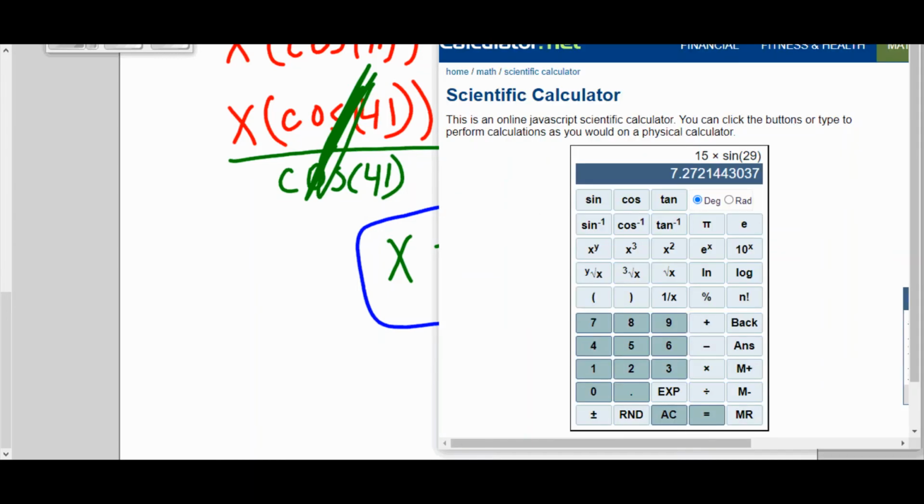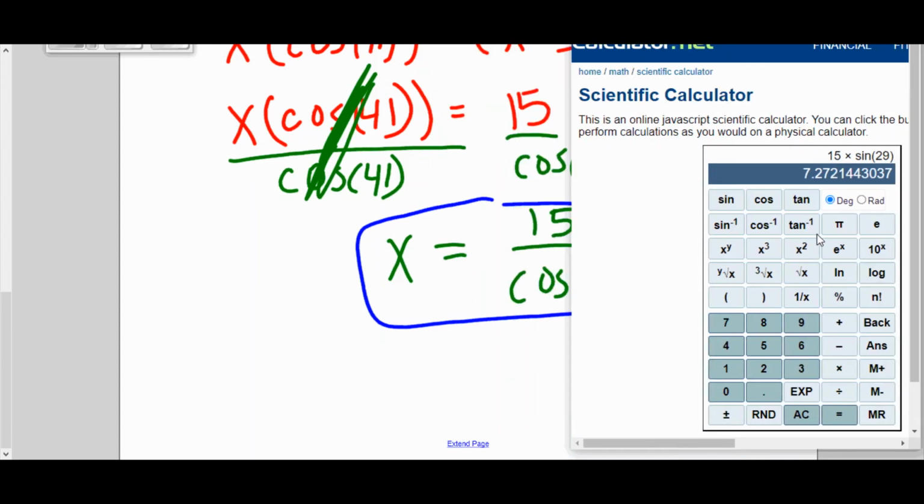So here, I'm going to plug in 15. I'm going to clear this. So I'm going to plug in 15 divided by the cosine. So I want cosine, and this is 41. So I want the cosine of 41. So my answer here would be 19.88.